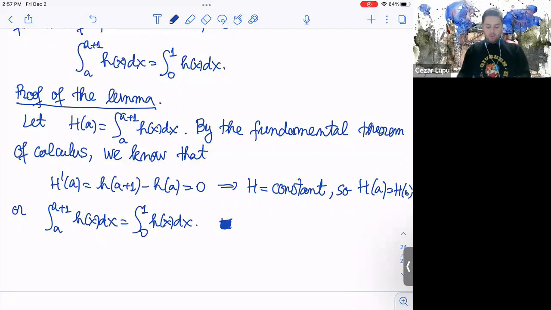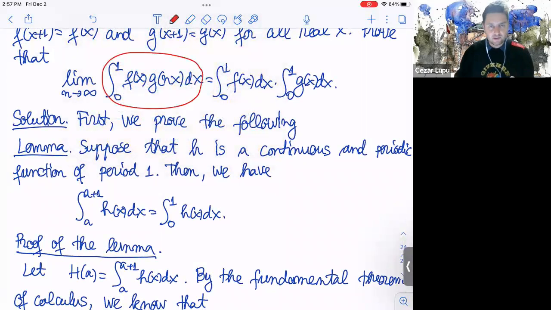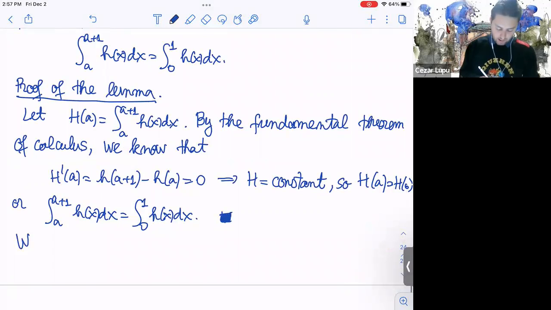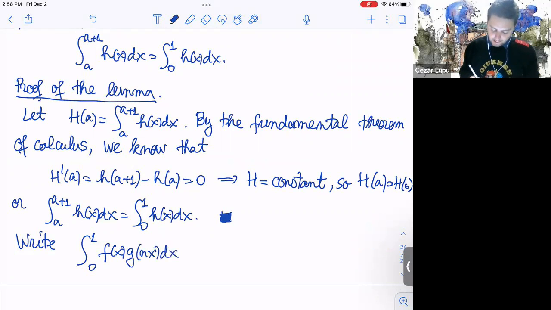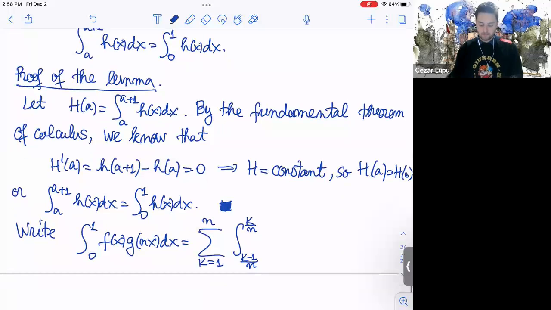So now let's go back to our problem. We're going to look at this integral and split it into n sub-integrals, according to the division with equidistant bounds. So we write the integral from 0 to 1 of f of x times g of nx dx as the sum of the integrals from k minus 1 over n to k over n of f of x times g of nx dx.